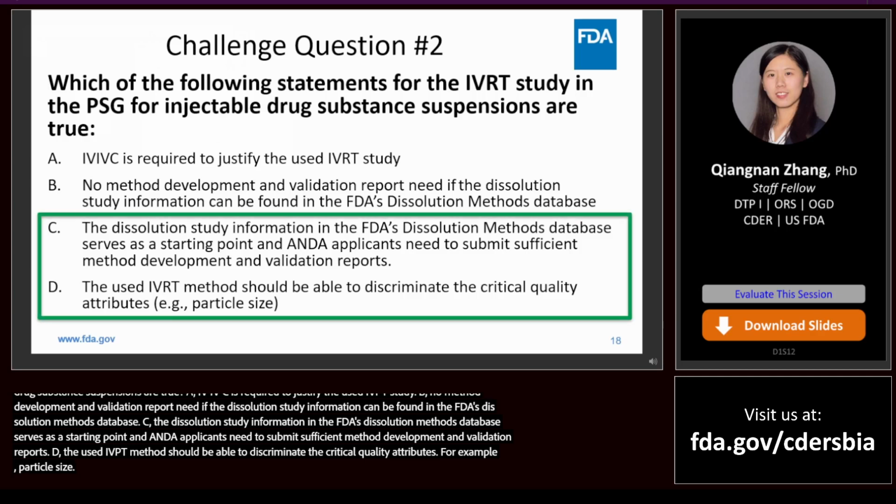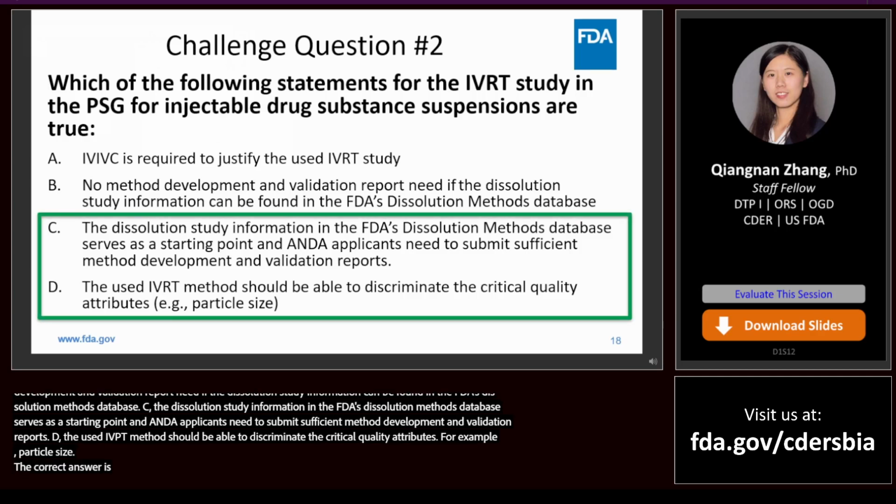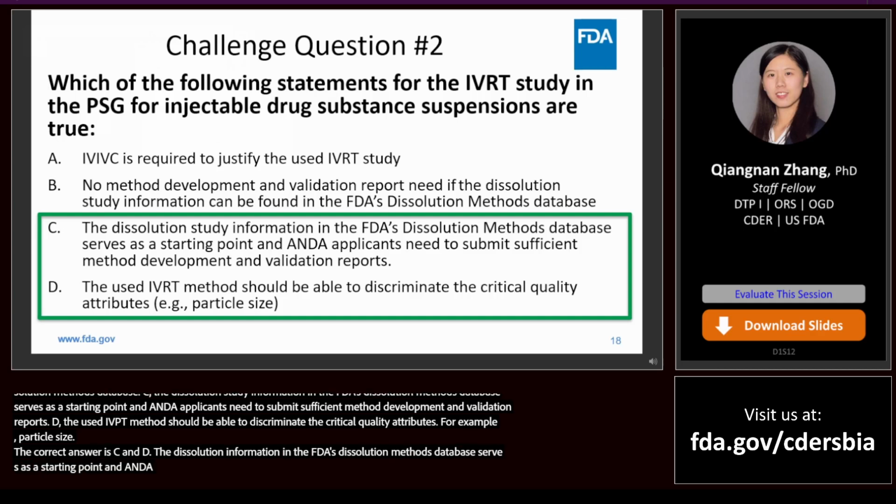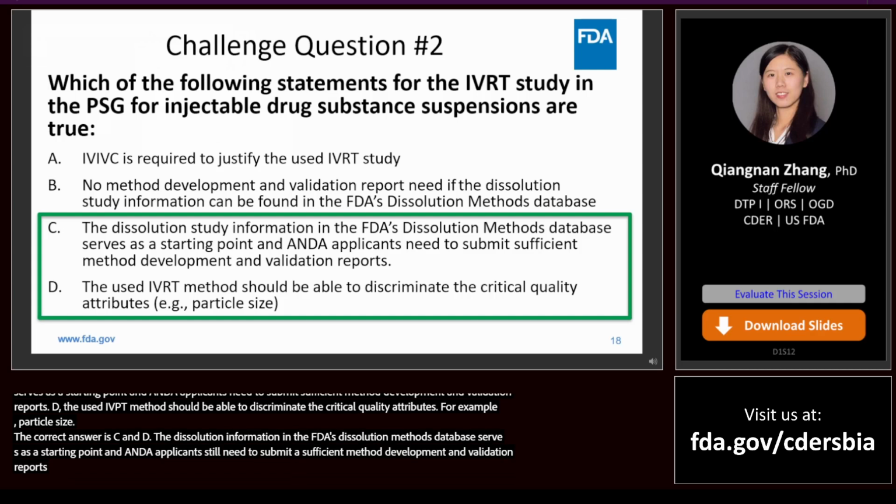The correct answer is C and D. The dissolution information in the FDA's dissolution method database serves as a starting point, and applicants still need to submit sufficient method development and validation reports. The used IVRT method should be able to discriminate the critical quality attributes, for example, particle size.